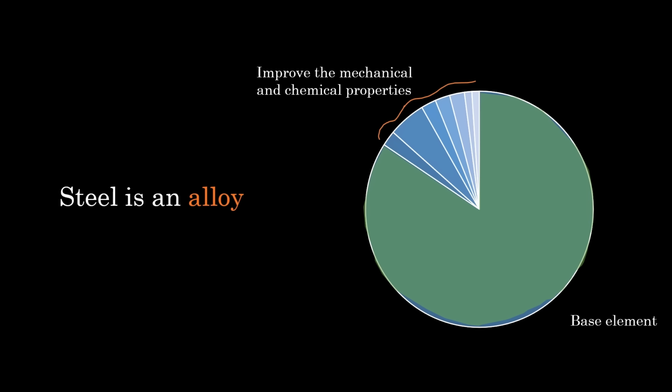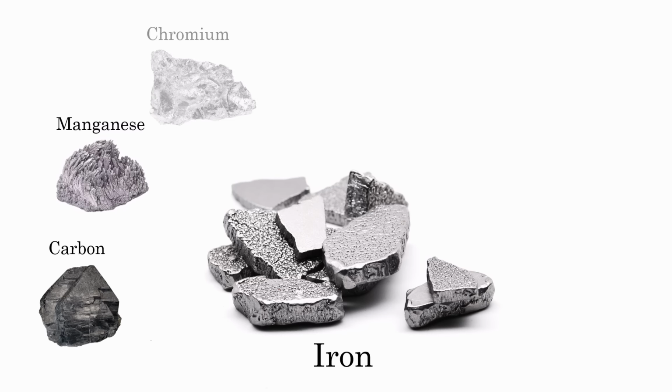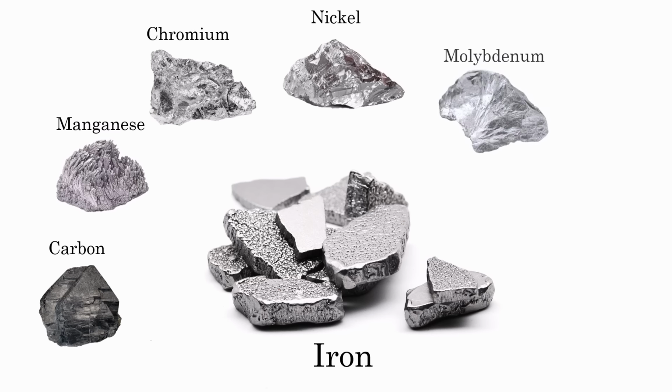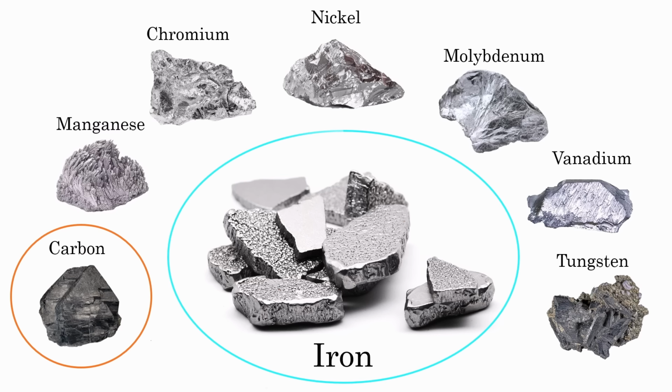In the case of steel, iron is the base element, and elements like carbon, manganese, chromium, nickel, molybdenum, vanadium, tungsten and many more are added depending on the grade of steel. Among all these, carbon is the most essential element in steel. It gives steel hardness, because pure iron is too soft to be useful.